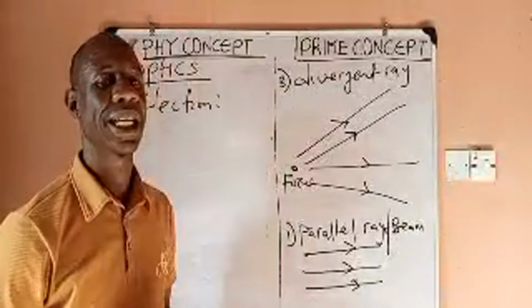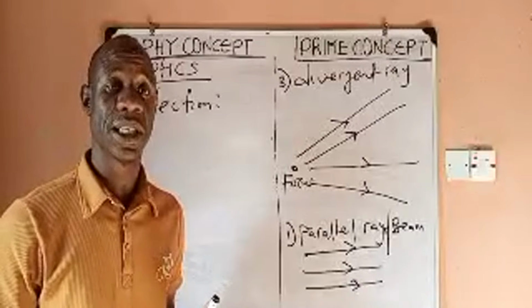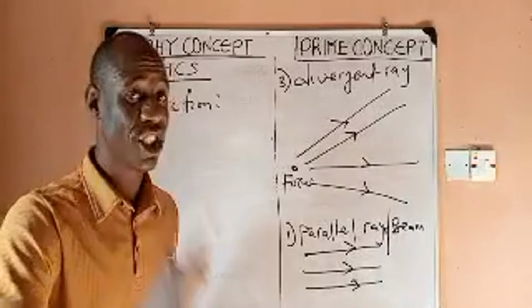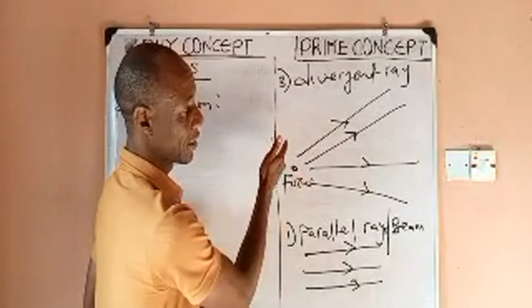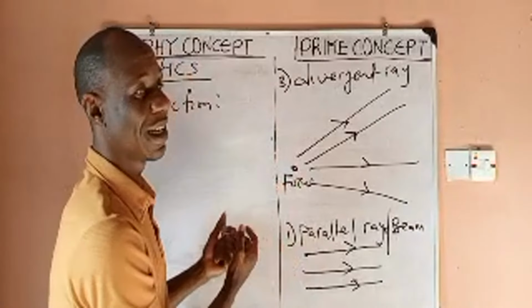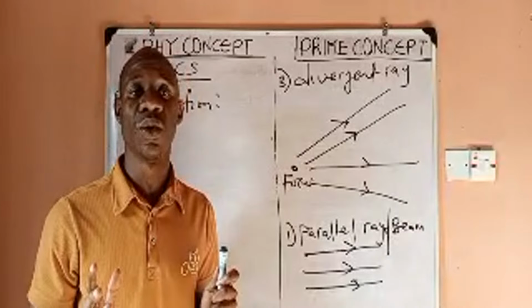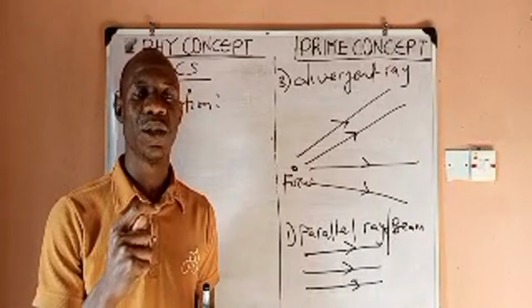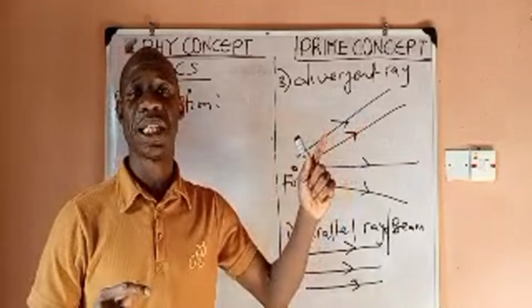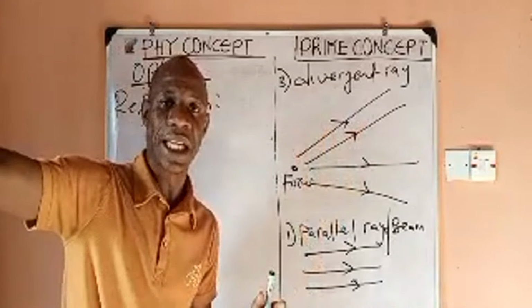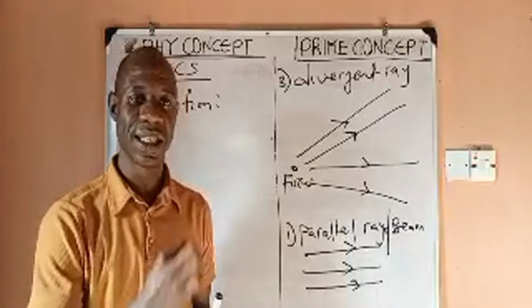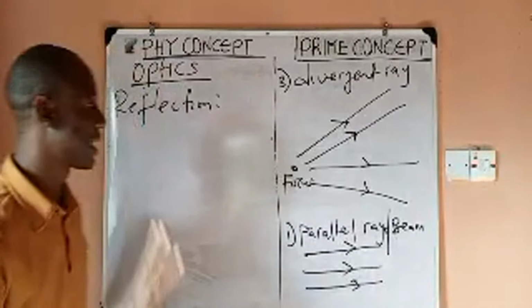Then the third thing that can happen to light on a surface is transmission. Some of it can pass. Of course, not all materials can transmit light. Just like glass, if you have a glass window and you flash light on it, some of the light will be transmitted, because if you stay behind the window, you would see the light. It means it has been transmitted.